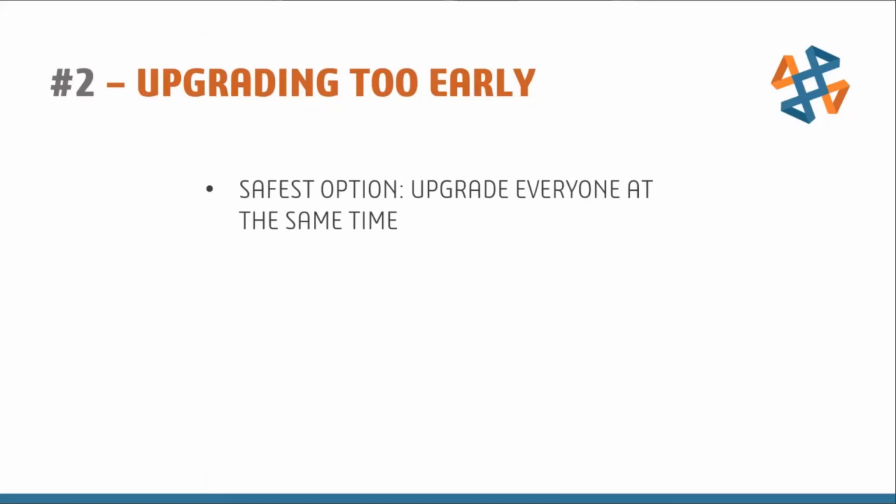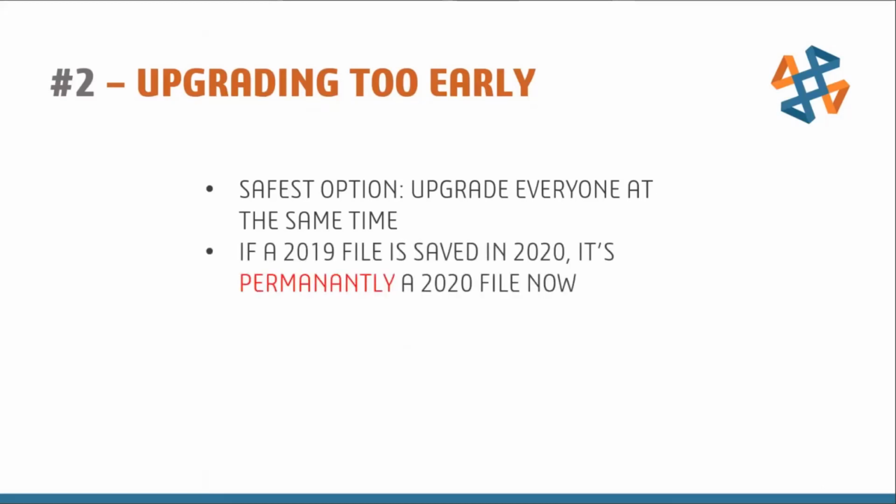So if you're a one-man operation, then sure, upgrade to 2020 right now if you wanted to. No problem at all. But if you work with anyone else on a day-to-day basis, you're going to want everyone to upgrade at the same time. The biggest reason is because as a file is opened in 2020, it's now permanently a 2020 file. So you open it and then you save it, and then now that file is stuck in 2020. It cannot be opened and used properly in 2019 anymore.